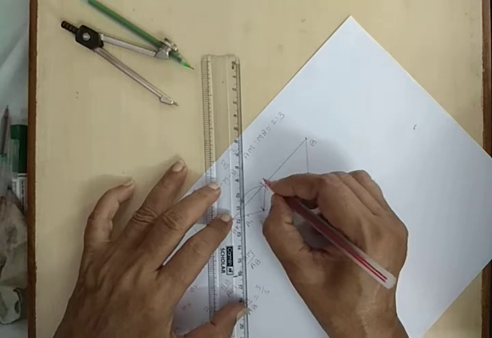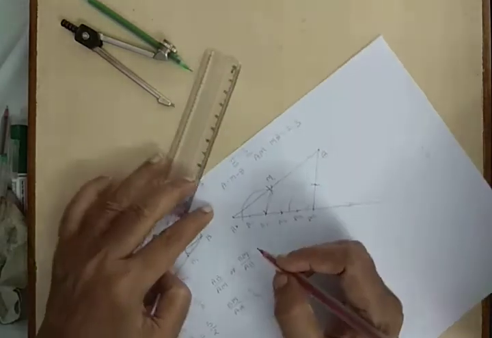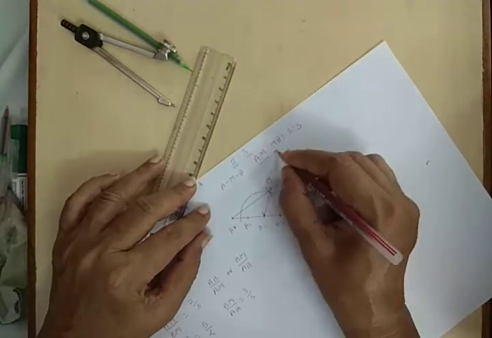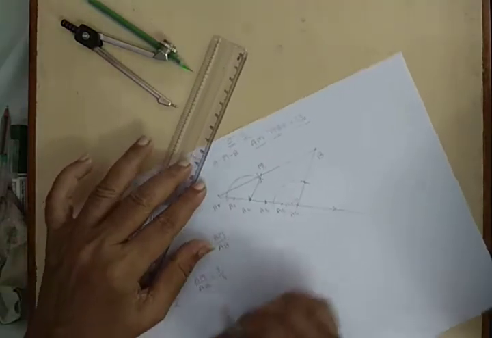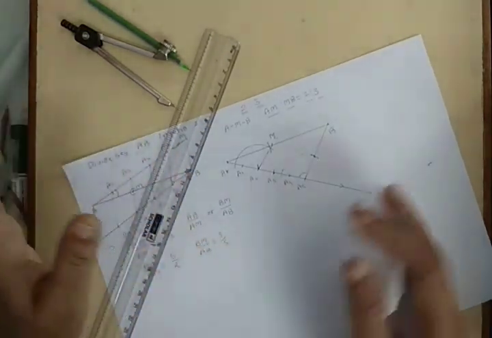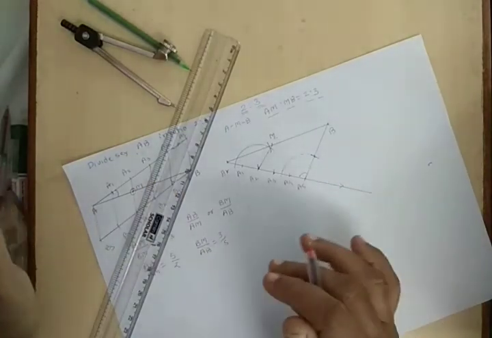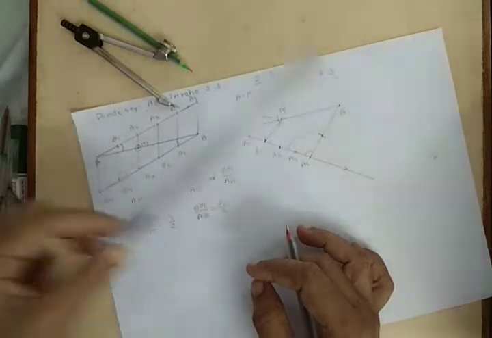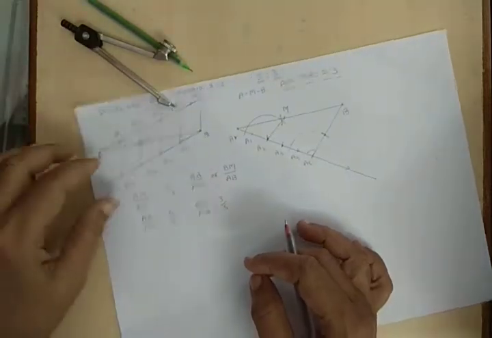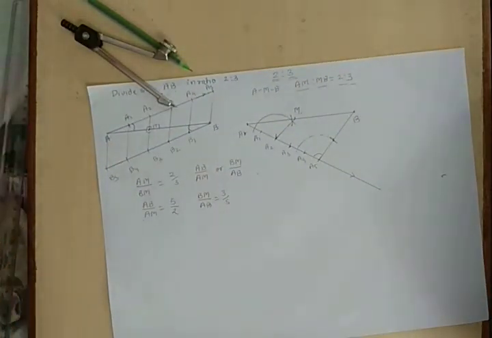This point is M, such that AM upon MB is equal to 2:3. This is very useful whenever we draw similar triangles. Today we are going to learn only one type of triangle, and the first one is very easy. That is, draw two similar triangles of given ratio.